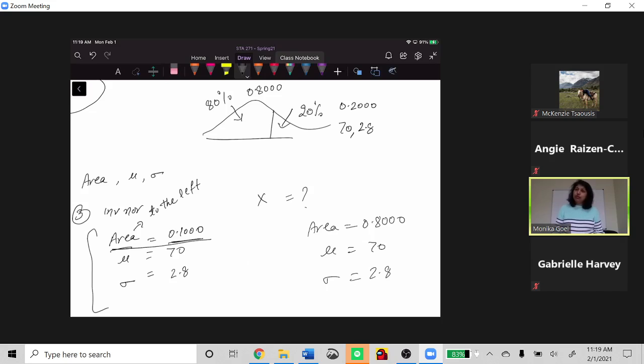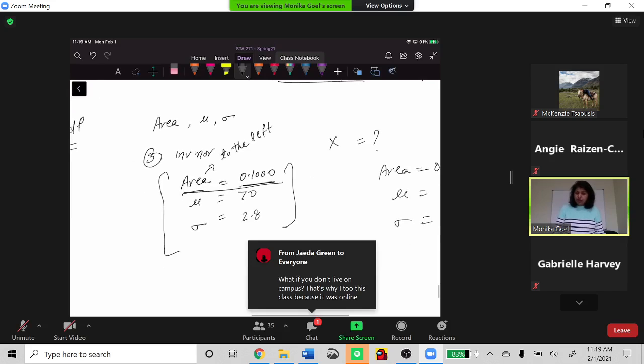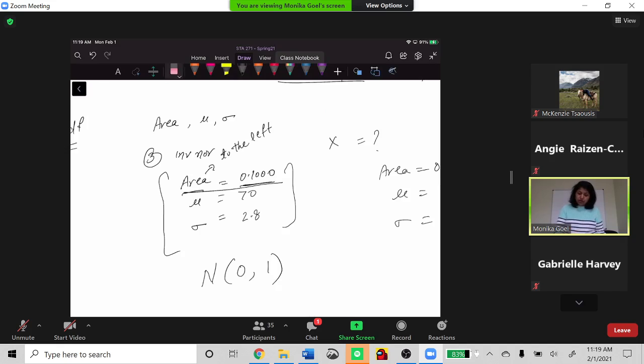If you are looking for only the value of z, what is my value of z when I'm using this information? When we are looking for the value of z, we are using the standard normal. We are using mean as 0 and standard deviation as 1. So if you're solving for z, you use the same area, then mean 0 and standard deviation 1, and you get the corresponding z value.